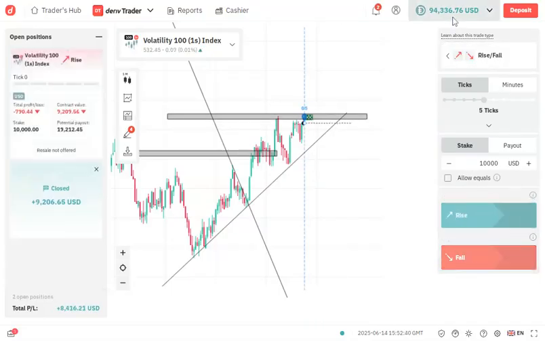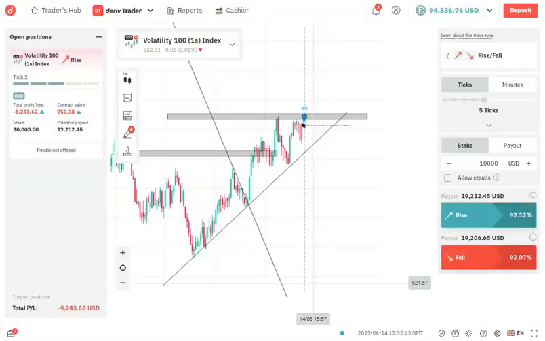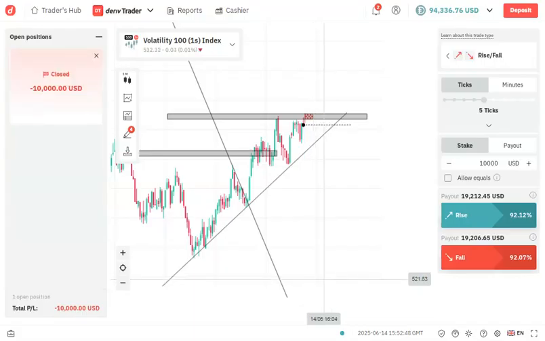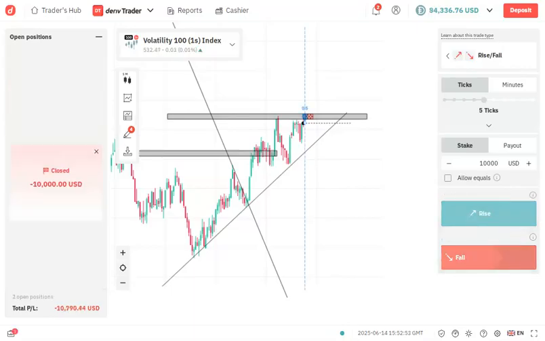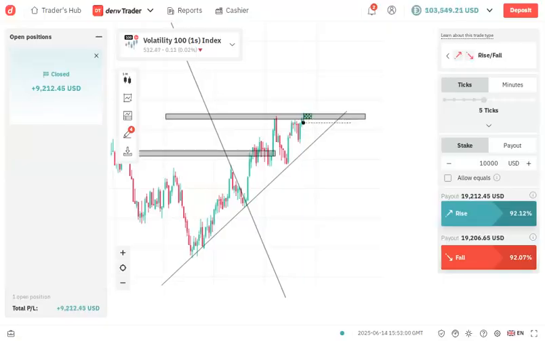Now we're at $104,000 in profit, and because it was a loss, now we went back to $94,000. Now, yeah, it's going to go up. That's basically the next movement of this market because it's going to stop people out of their trades. Yes, sir. We're now at $103,549 USD.